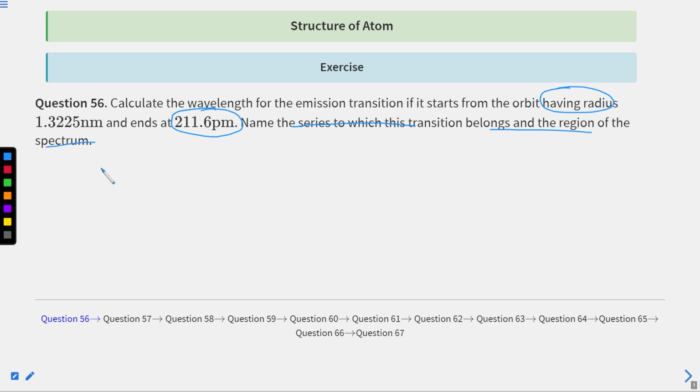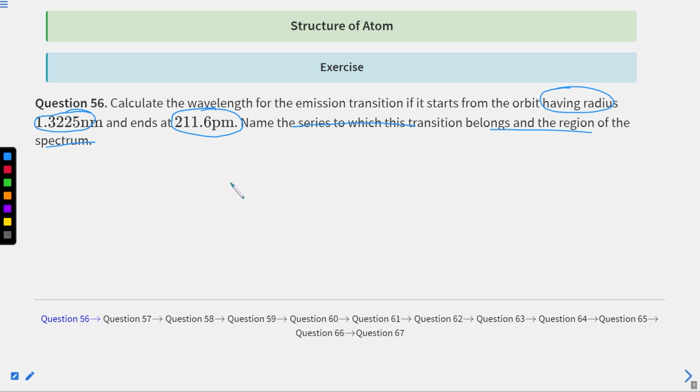Now what is said in this question? We are given two Bohr radii. We have to calculate, if a photon is emitted during a transition between these two radii, what is the wavelength of that emission, and also find to which series that transition belongs and the region of spectrum related to that series. Clear? So for that, first we will find the principal quantum number related to the given radii. So these are the two radii.